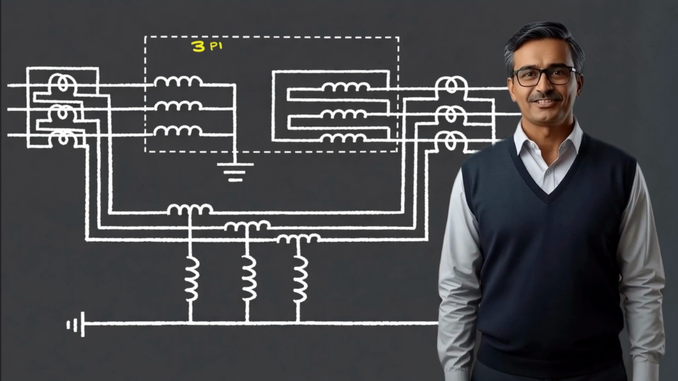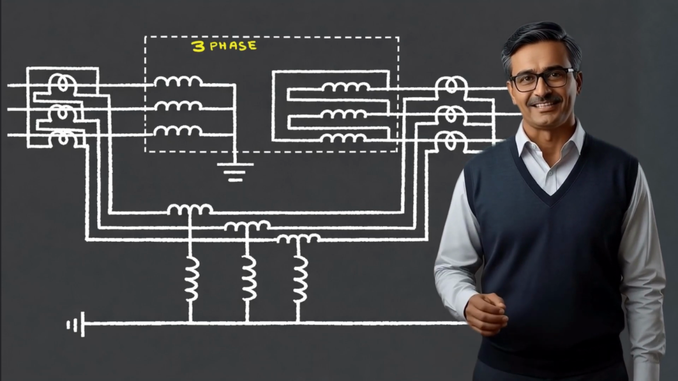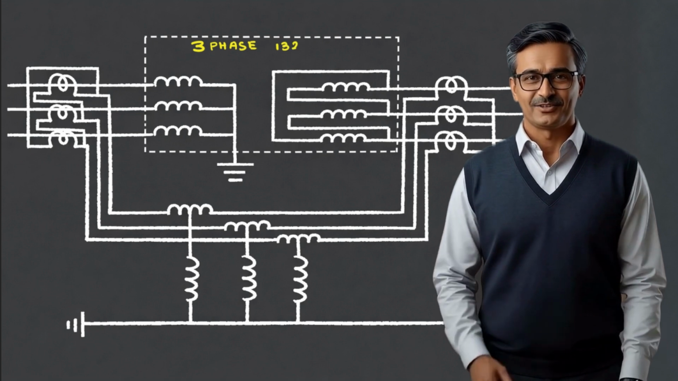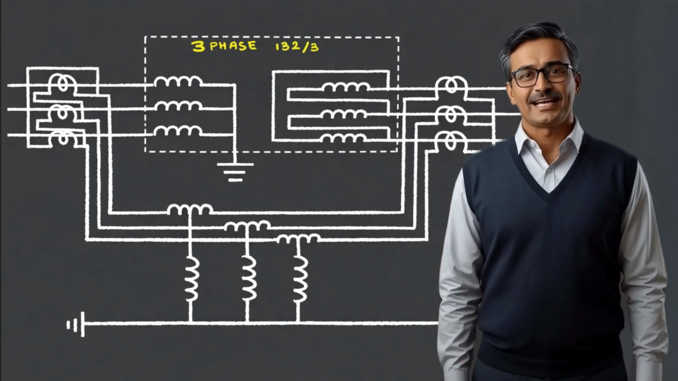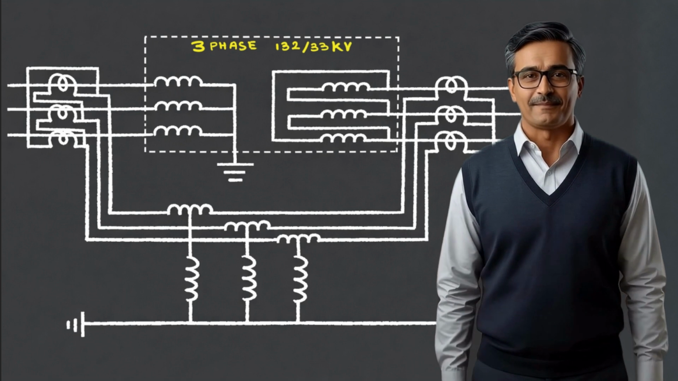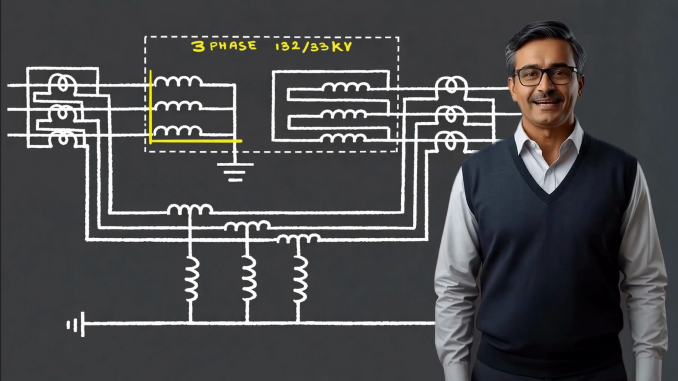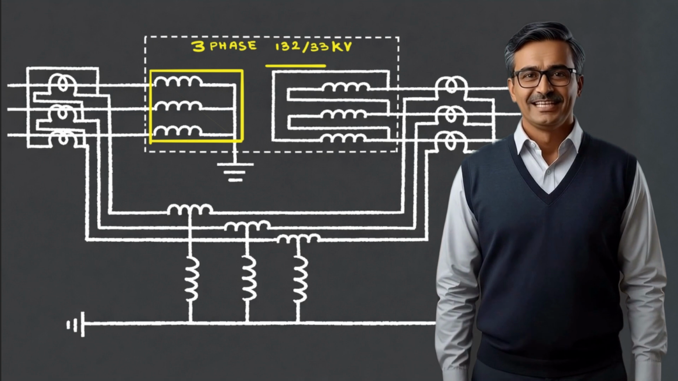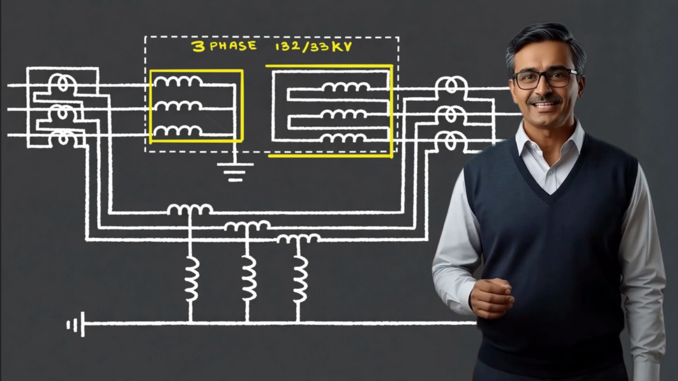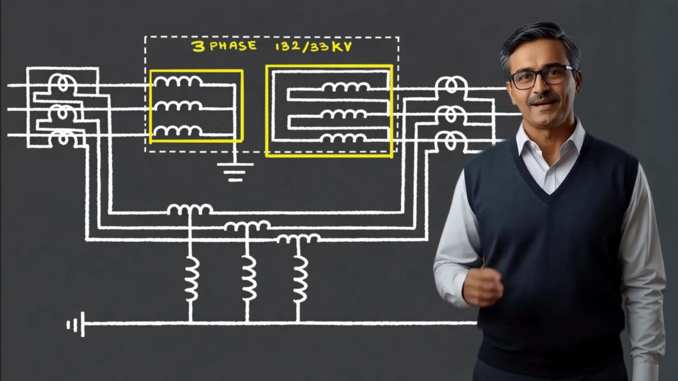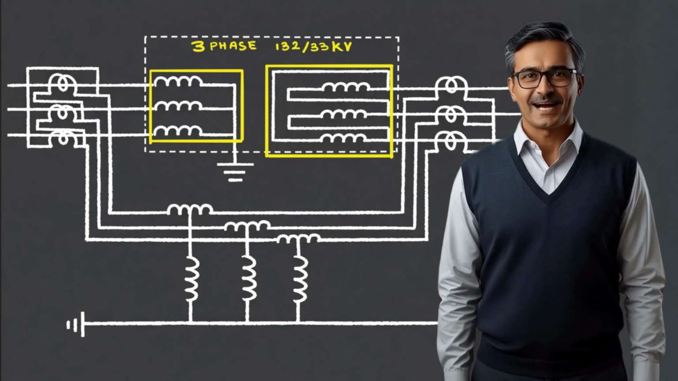Assume there is a three-phase transformer. Let us consider this transformer as a 132 kV per 33 kV transformer. The 132 kV side is star connected and the 33 kV side is delta connected. For this transformer, a differential protection scheme will be applied.